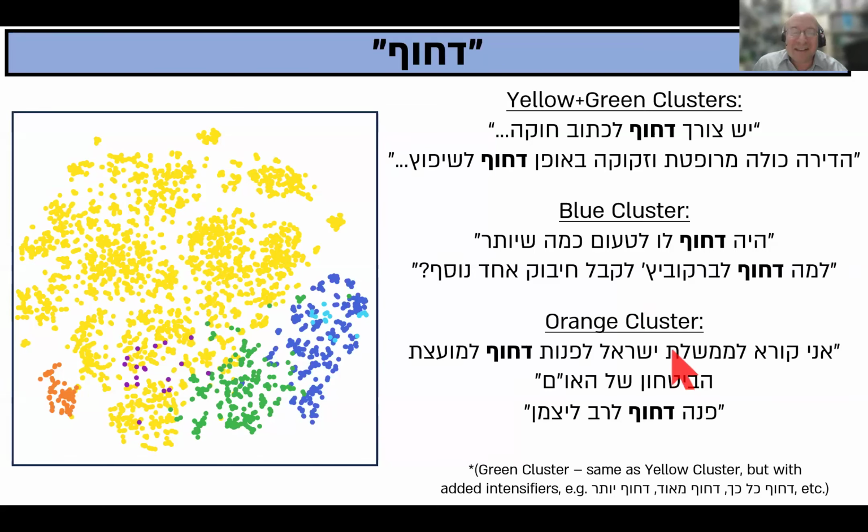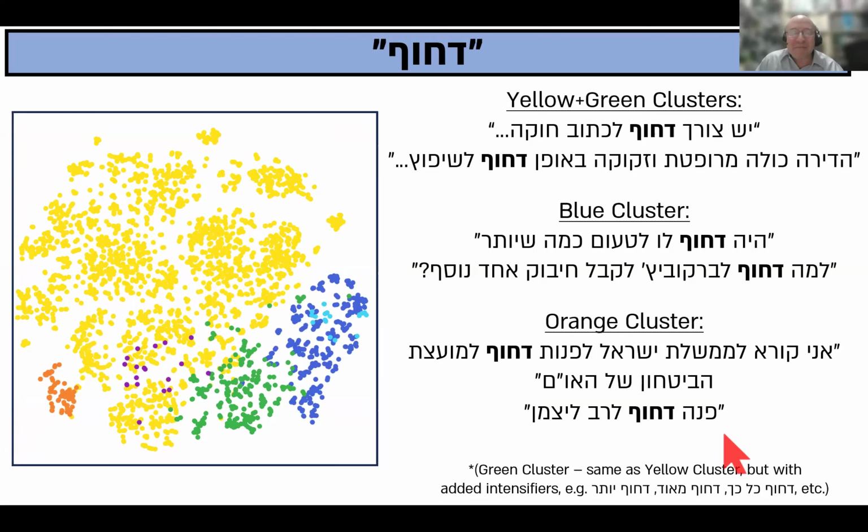But then the orange cluster, and this is a tiny little cluster, because it's mostly used in spoken Hebrew, but it was attested enough in my corpus to get its own cluster in the bottom left over there. The orange cluster has these cases, for instance, I'll read the last one here. Penei dachuf leRav Litzman, right? Go immediately to Rav Litzman, go urgently to Rav Litzman. So that's the Rubik Rosenthal usage, that's the slang usage.